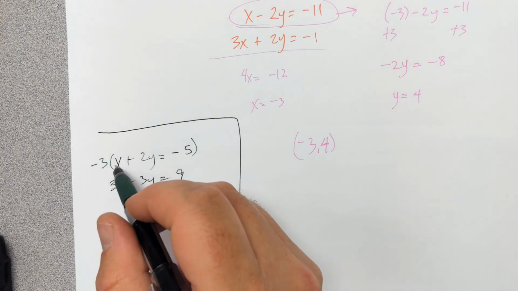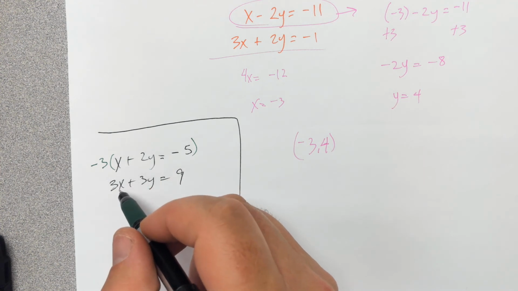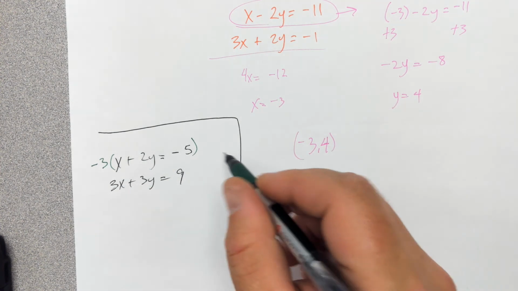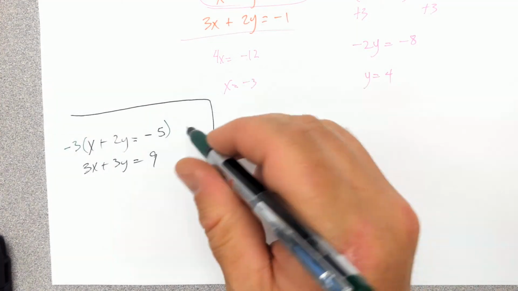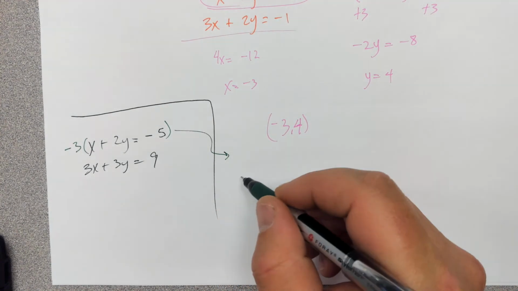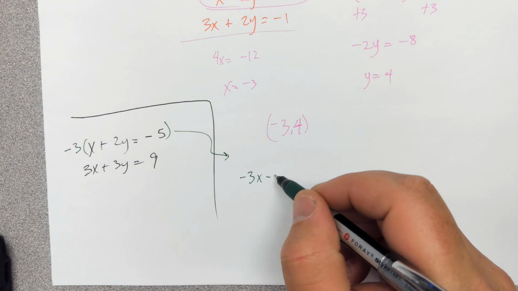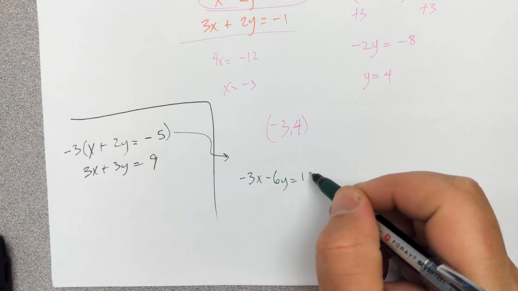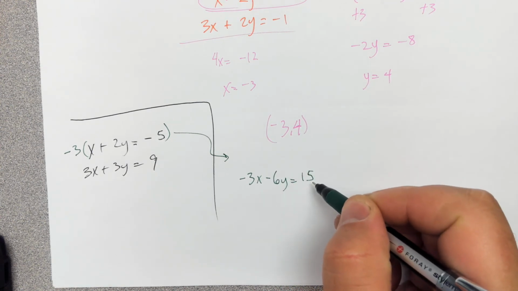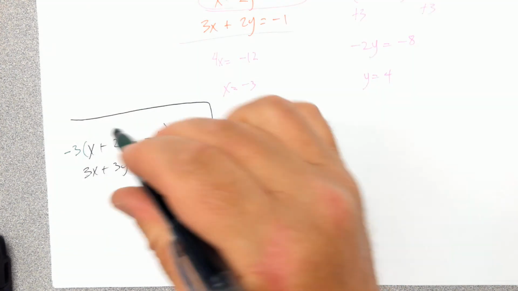Yeah, because I would make this negative. Yeah, but I put parentheses. I put negative 3, parentheses, x plus 2y, parentheses. Okay, here's what I'm going to get: negative 3x minus 6y equals 15. Do you have 15? No. Yeah, I didn't multiply that.